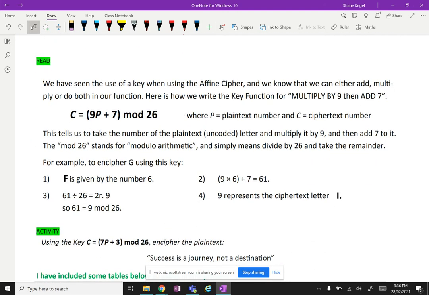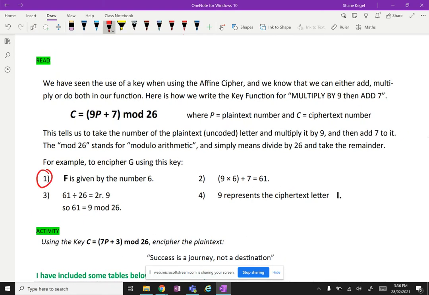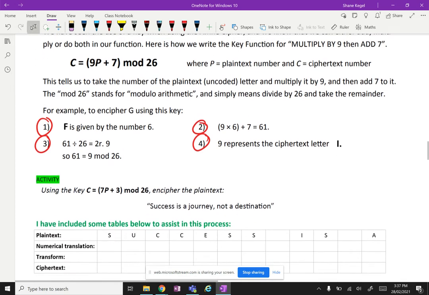Now, there's another thing to read here, which just takes you through an example of what was happening in that previous activity. Okay, so it just takes you through the 4 steps that you would use to encrypt, or basically to apply our cipher. Okay, 1, 2, 3, and 4. Have a read through that. Make sure you understand, and you might have to refer back to this in the coming activity.